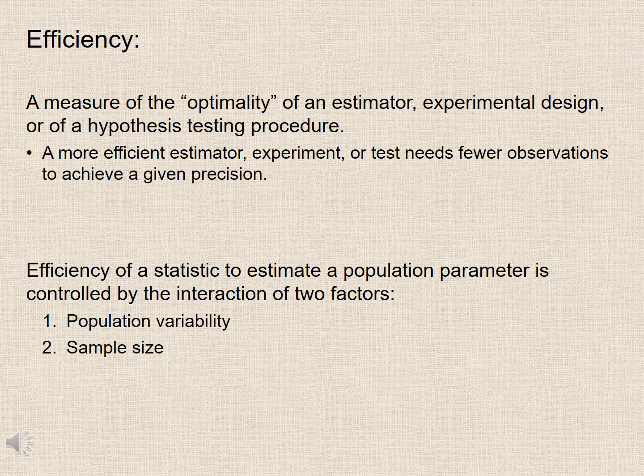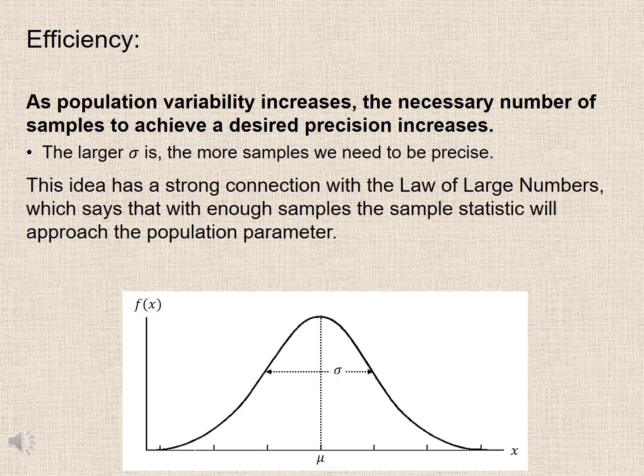When we look at how efficiently a statistic provides an estimate of a population parameter, two things interact to control this process: the population variability and the sample size. A general rule of sampling is that as a population's variability, or the range of possible values an observation can have, increases, the number of samples necessary to achieve a desired precision increases, meaning that the larger our population standard deviation is, the more samples we need to be more precise.